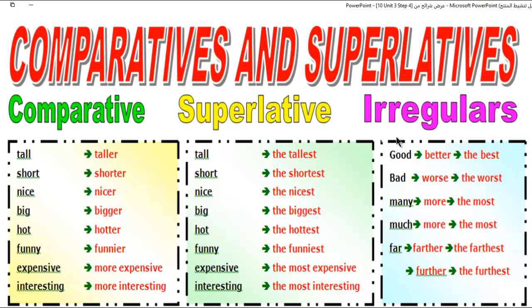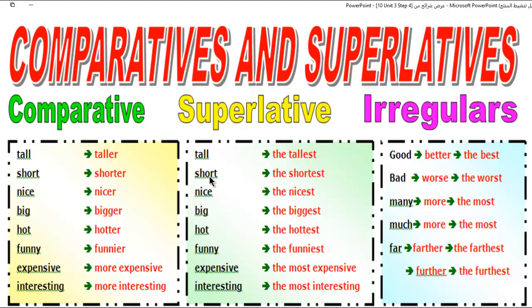Comparative, superlative, and irregulars. There are many examples for both short and long adjectives in comparative and superlative. Tall, taller. Short, shorter. Nice, nicer. Big, bigger. Hot, hotter. Funny, funnier. This is with short adjectives. With long adjectives, expensive, more expensive. Interesting, more interesting. In superlative, we add EST.